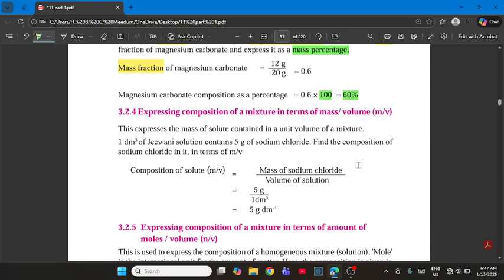Next one is expressing composition of a mixture in terms of mass over volume. This expresses the mass of a solute contained in a unit volume of a mixture. 1 cubic decimeter of a solution.